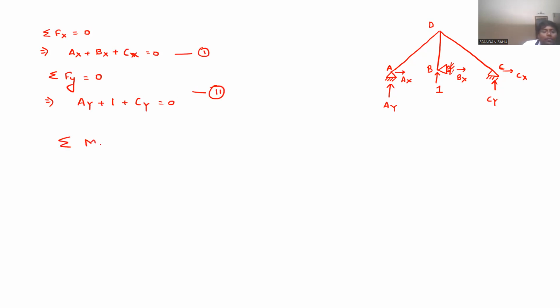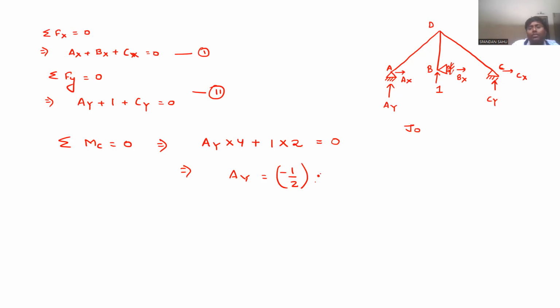Now, let us do summation of moment about C equal to 0. Tell me, Ay into lever arm will be 4, plus 1 into 2. Any other thing will come? No, sir. So you are getting Ay to be minus 1 by 2. Anyway, Ay is not required, we have calculated it anyway. Let us now come to joint B.